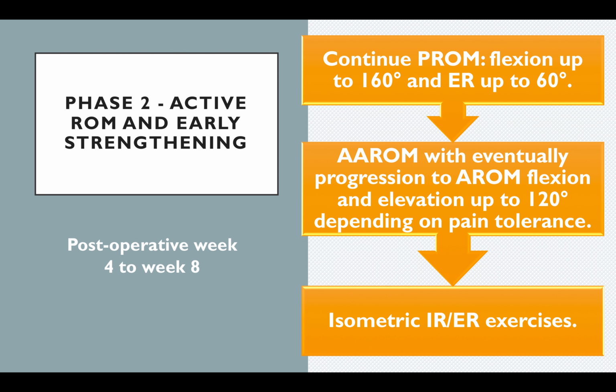We're going to work on continuing passive range of motion, trying to introduce flexion up to 160 degrees and external rotation up to 60 degrees. Active assistive range of motion, eventually progressing to active motion, flexion, and elevation up to 120 degrees depending on the patient's pain tolerance. We are also going to introduce isometric internal and external exercises.